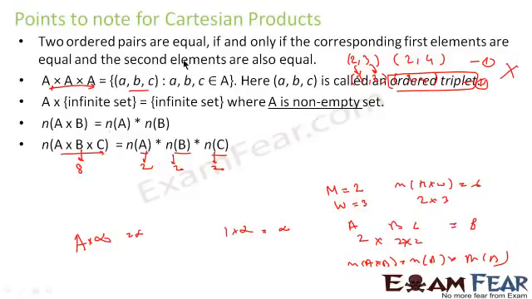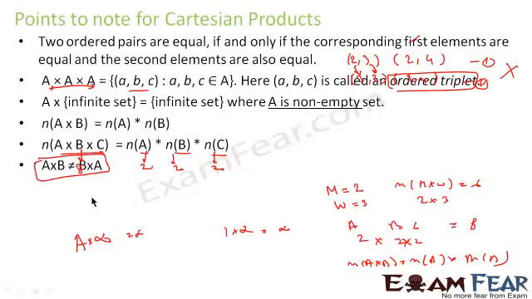Let me reiterate. In an ordered pair, they are equal only if the first element is equal to the first element of the second set and the second element is equal to the second element of the second set. Also, last point to note, A cross B is not equal to B cross A.